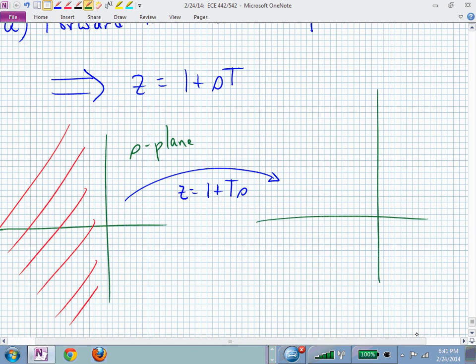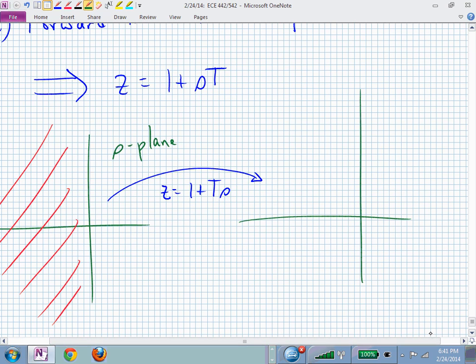Now, I'm going to have to make my paper wider. Sorry. What does that do to every point in the S-plane? Well, first it just translates it by 1, doesn't it? So it just shifts it to the right 1, which means that I could come over here and go, oh, there's 1. There's my Z-plane. And it's just going to be scaling S by T, but I like a different color.